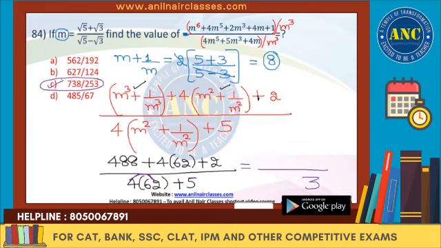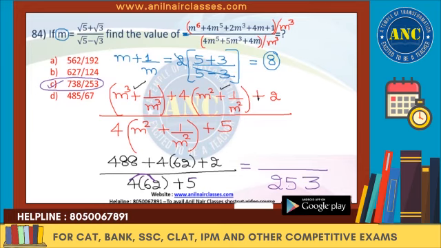Unless and until they are not further simplified, or you can check it out. It's not a difficult task. 62 into 4. 60 into 4 is 240. 2 into 4 is 8. 248 plus 5, it is 253. Denominator should be 253, or it should be a multiple or a factor of 253. There is only one option, which is 253 or its multiples or factors.